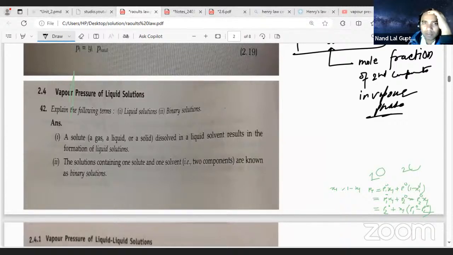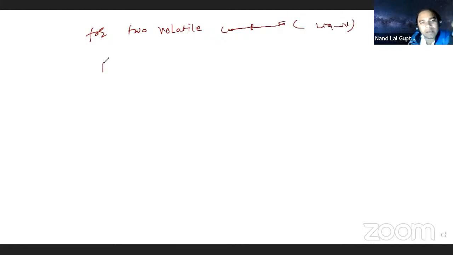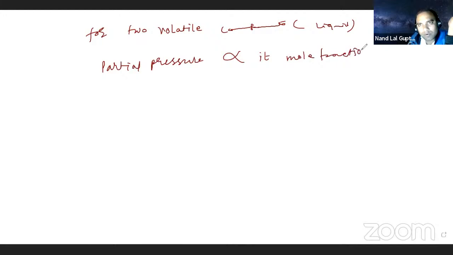Let us go on the basis of Raoult's law. Raoult's law we already studied. For two volatile components, volatile means liquids, the partial pressure is proportional to what? Proportional to its mole fraction in solution.